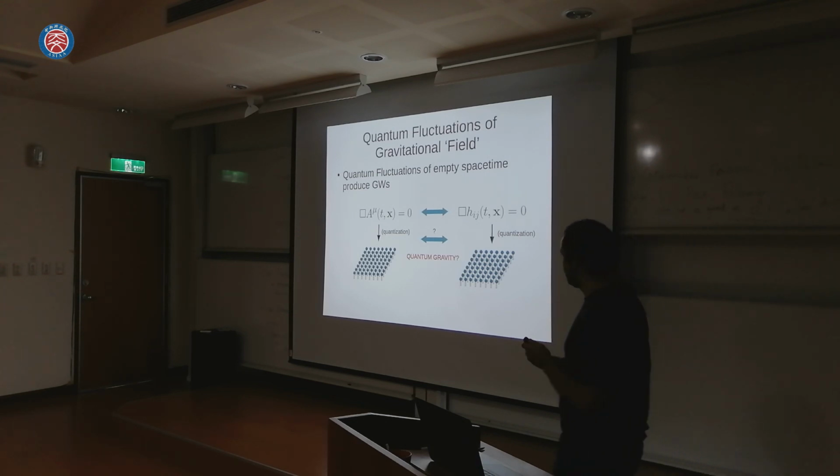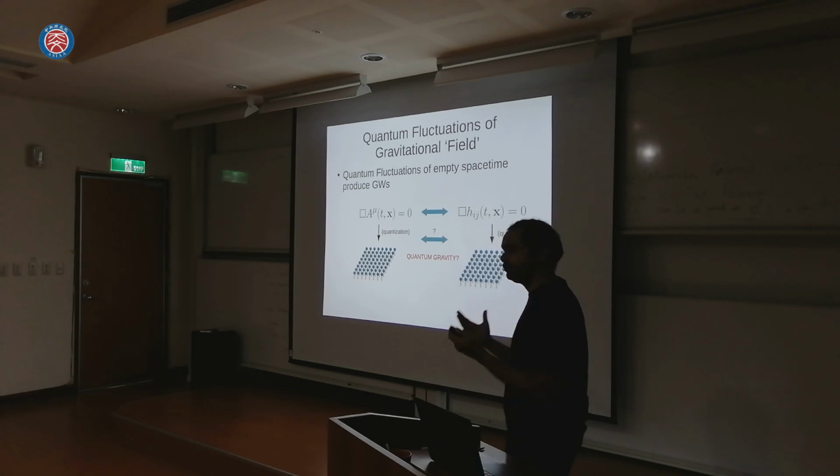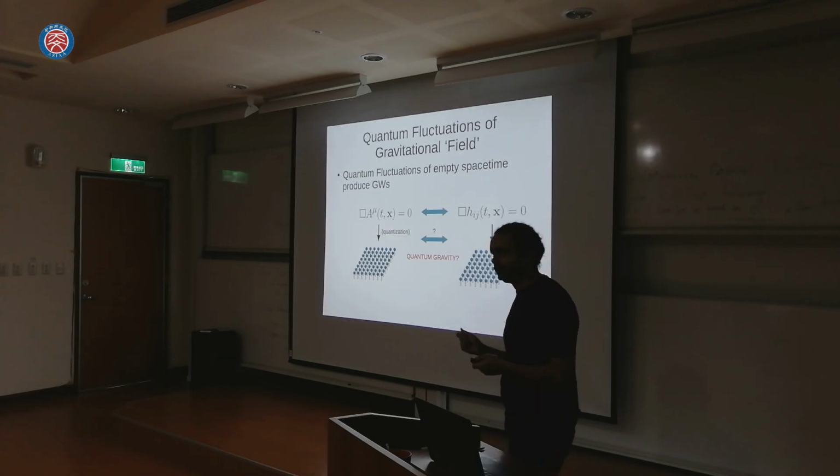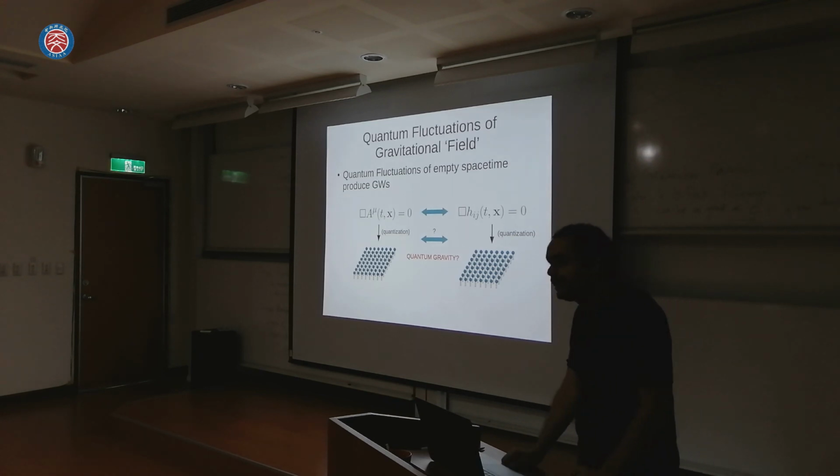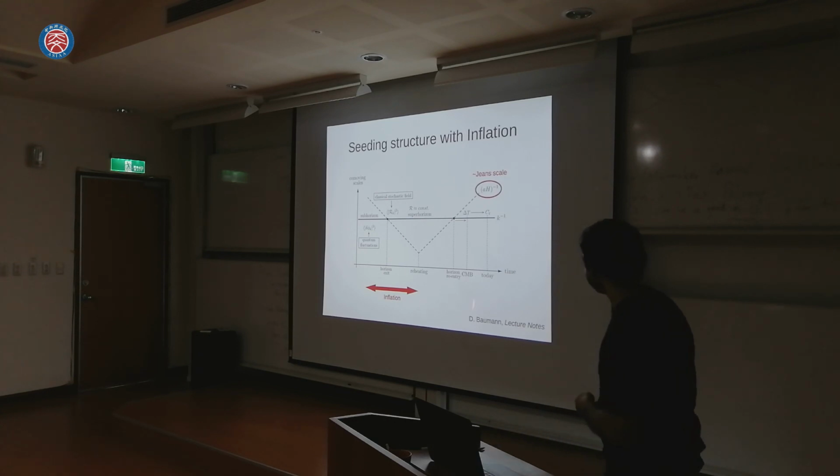But there is one problem. We don't actually see these vacuum fluctuations for the electromagnetic field. So what enables us to see, or maybe hope that we can see, these quantum fluctuations of the gravitational field? Well, the answer turns out to be inflation.